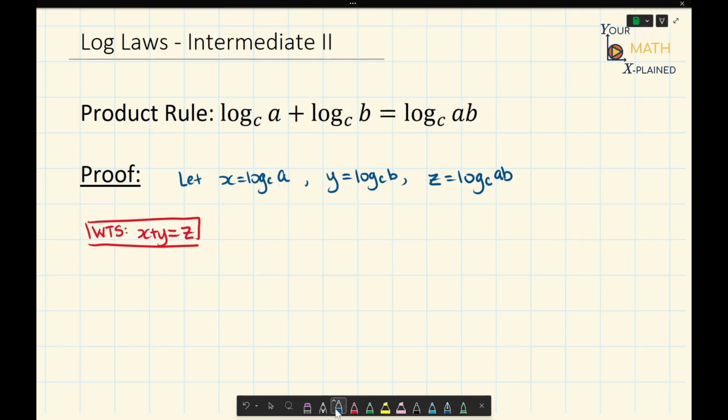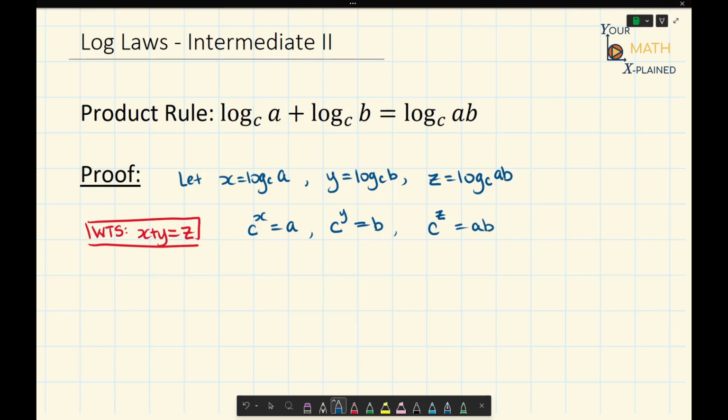Okay, so now that we have that on the side, let's go ahead and use the definition of logarithm to rewrite each of those three equations. So the first one is going to be c to the power of x is equal to a. The second one is going to be c to the power of y is equal to b. And then the last one is going to be c to the power of z is equal to a times b.